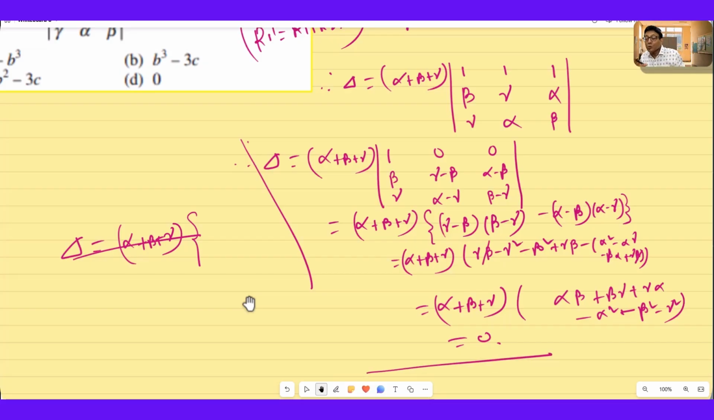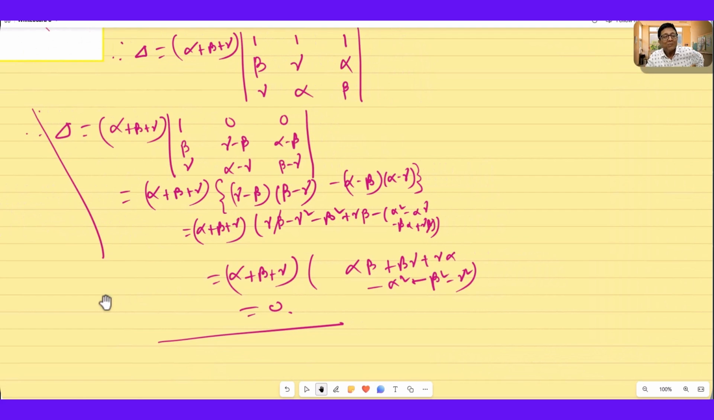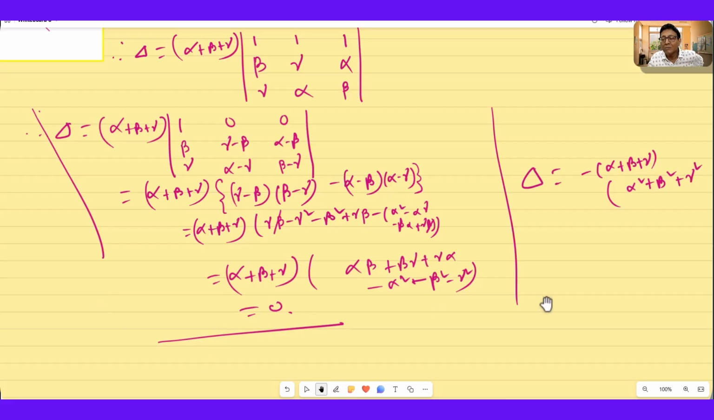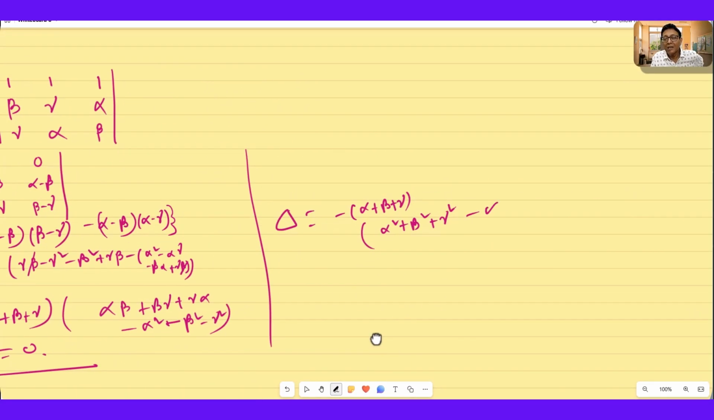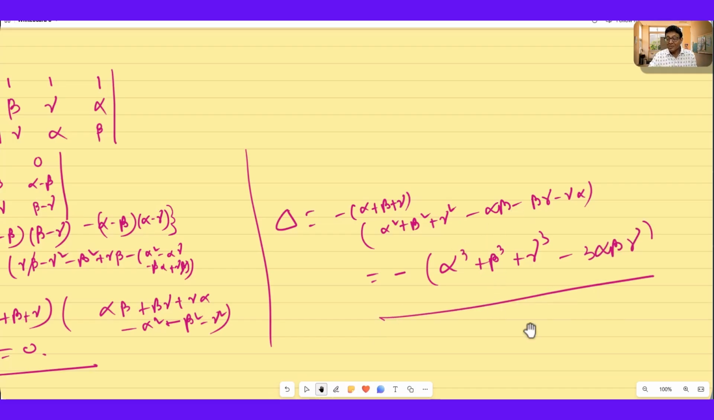Actually my aim is to show you that this is a very great result: delta equal to minus alpha plus beta plus gamma, alpha square, beta square, gamma square, minus alpha beta, beta gamma, gamma alpha. This is nothing but alpha cube, beta cube, gamma cube minus 3 alpha beta gamma. Okay, this is the factorization of this. Hope you have understood this.